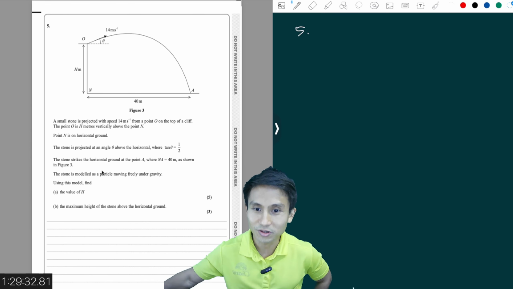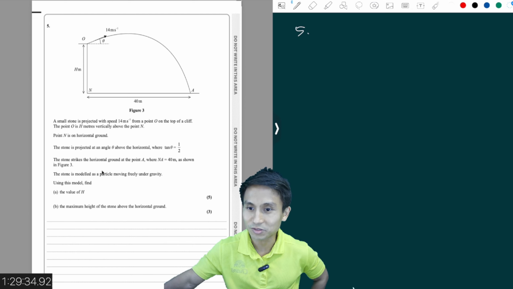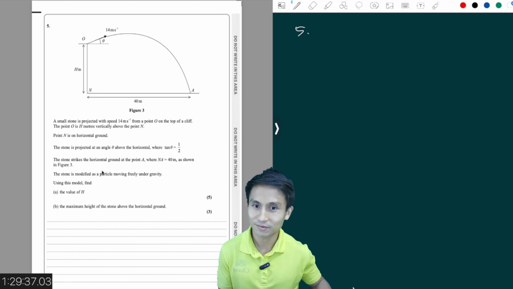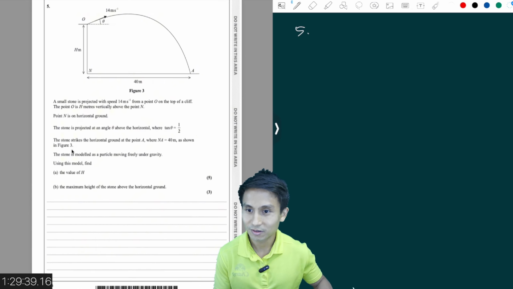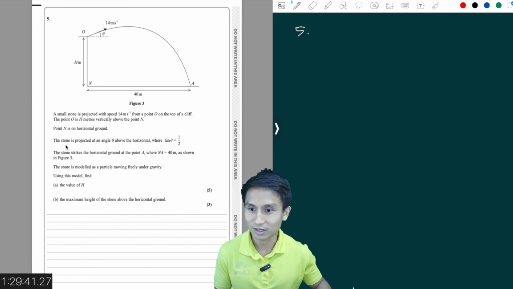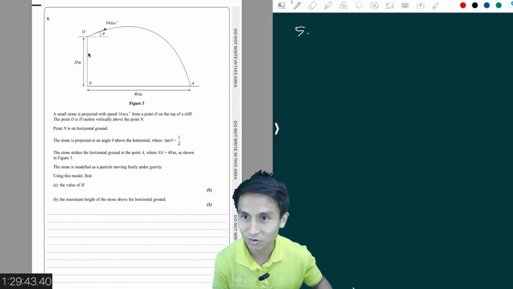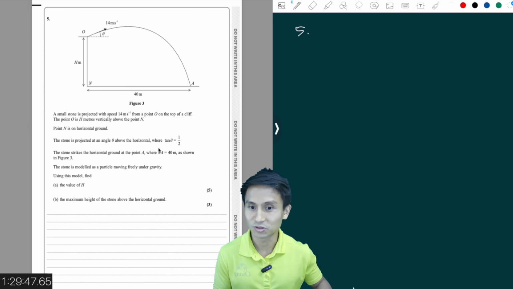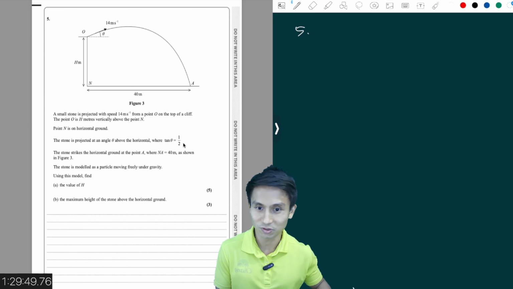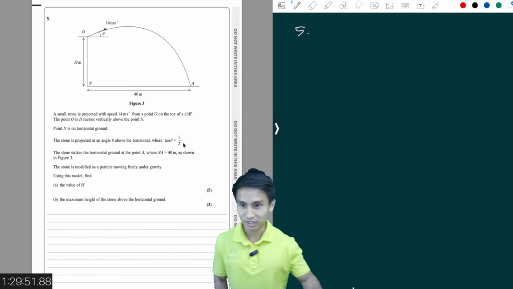14 from point O on the top of the cliff. The point O is h meters vertically above point N. Point N is horizontal on the ground. The stone is projected at an angle theta above the horizontal, where tan theta is 1 over 2. Again, we're going to use that triangle trick.